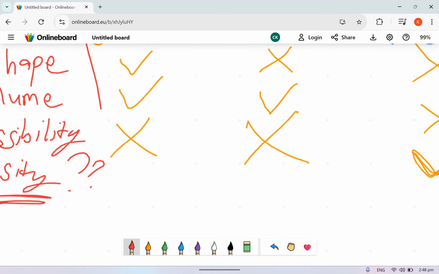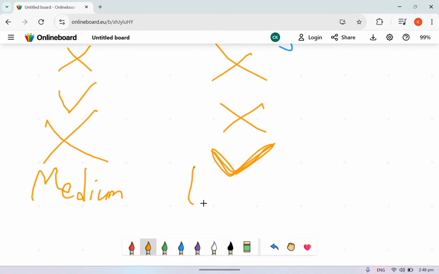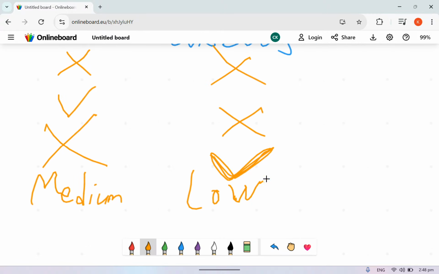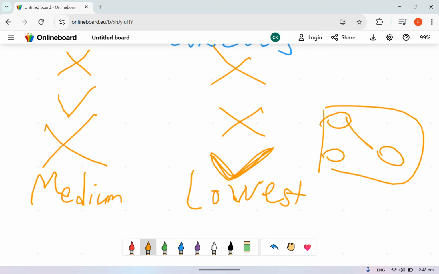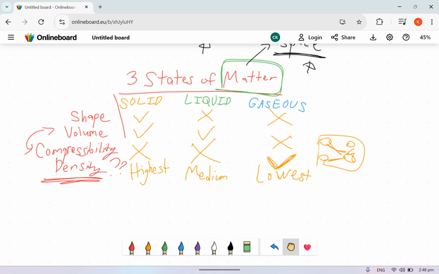So solid is the highest, liquid is sort of medium, and the density for gaseous is the lowest, because of how far apart the particles are, just completely disconnected. Okay, so that is literally the three states of matter characteristics explained.